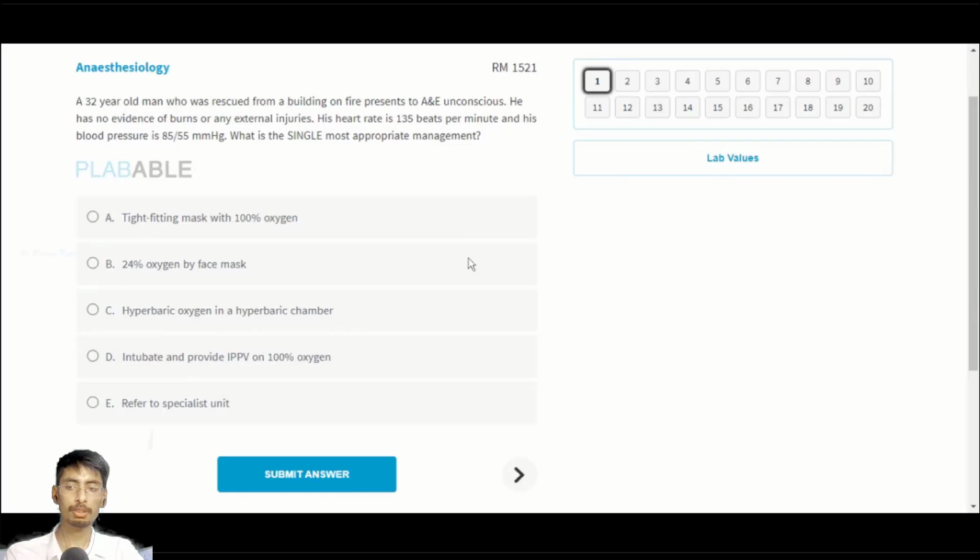So let's first talk about Plabable. For any scenario, try to read the last line of the question first, because the last line will give you a real quick idea of what the question is asking about. Then give a quick scan of the options. So you have read the last line of the question, you know what the question is asking, and you have scanned the options that are available. Then read the question from the beginning.